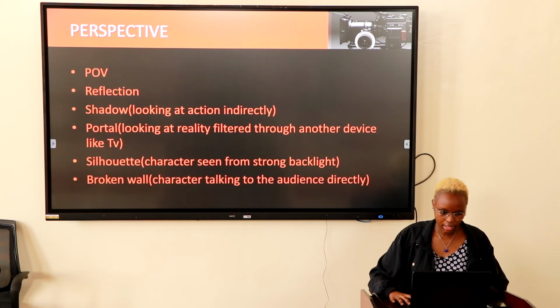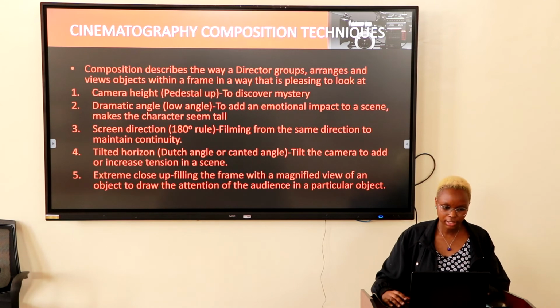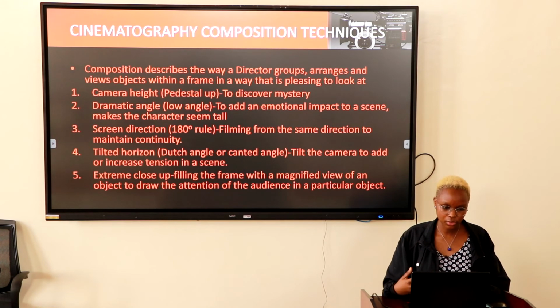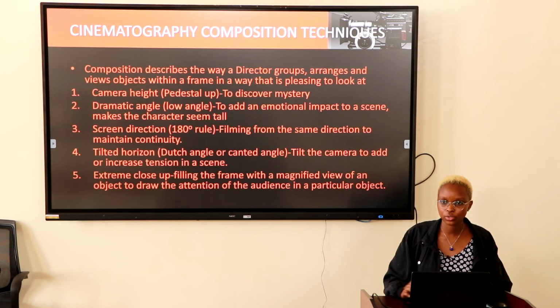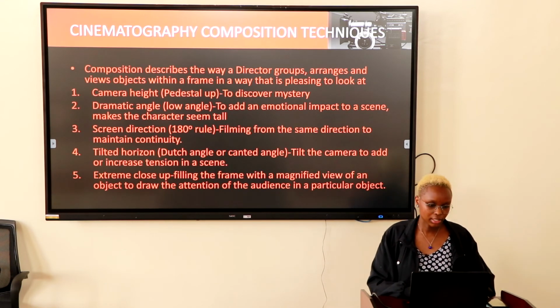This is, I guess, the last part. Cinematography, composition techniques. So composition describes the way a director groups, arranges, and views objects within a frame in a way that is pleasing to look at. So there's a camera height. Camera height is basically a pedestal up.